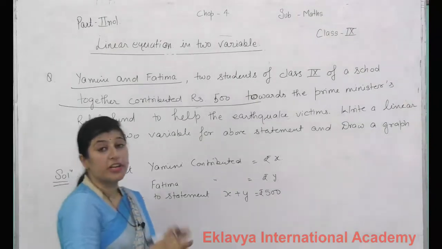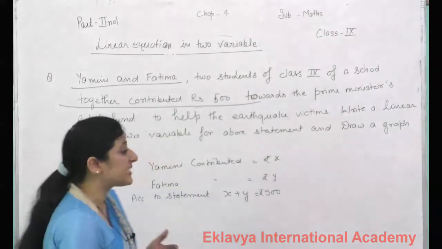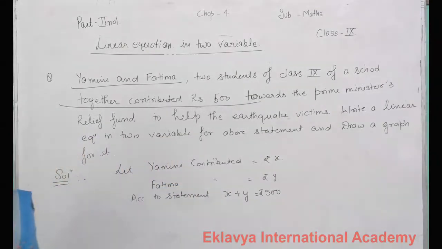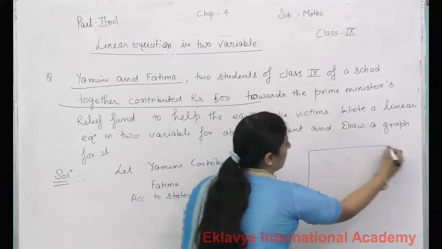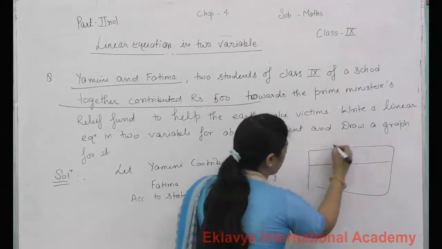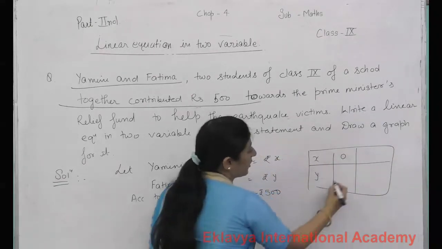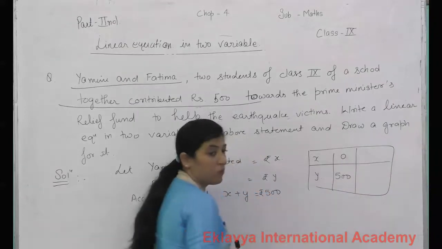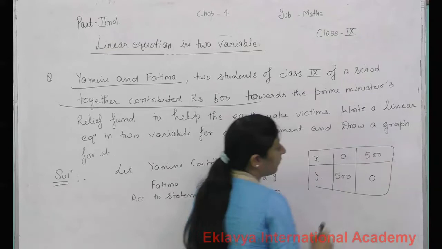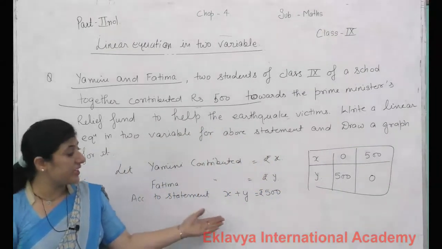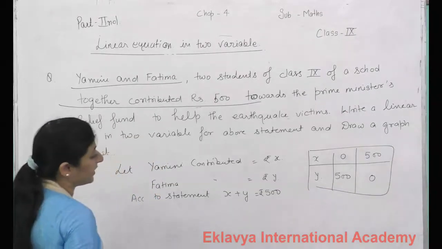Whenever we want to draw a graph, firstly we have to find the solutions. I already said that it is enough to take only two solutions. Suppose I take two solutions here. If you can write them down directly, no problem. Suppose x is equal to 0, then y is equal to 500. If y is 0, then x is equal to 500. In this equation we get very easy solutions. Now draw it. How to draw it?